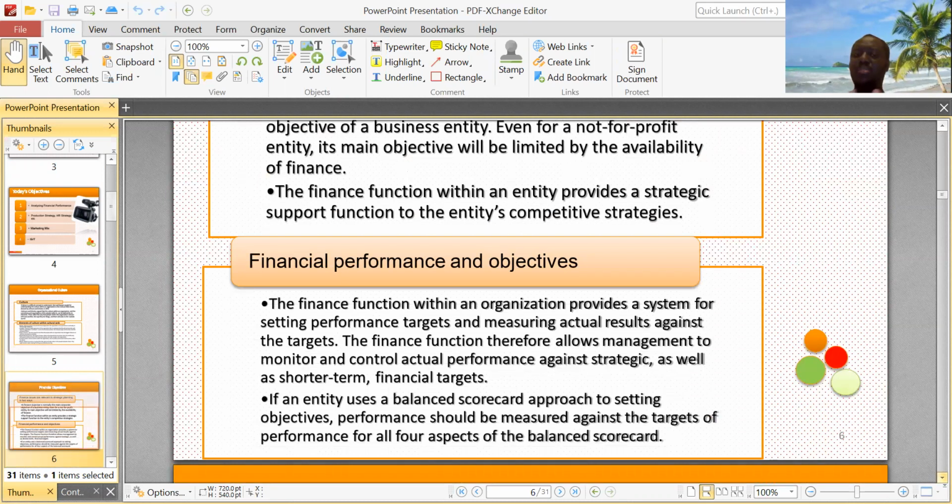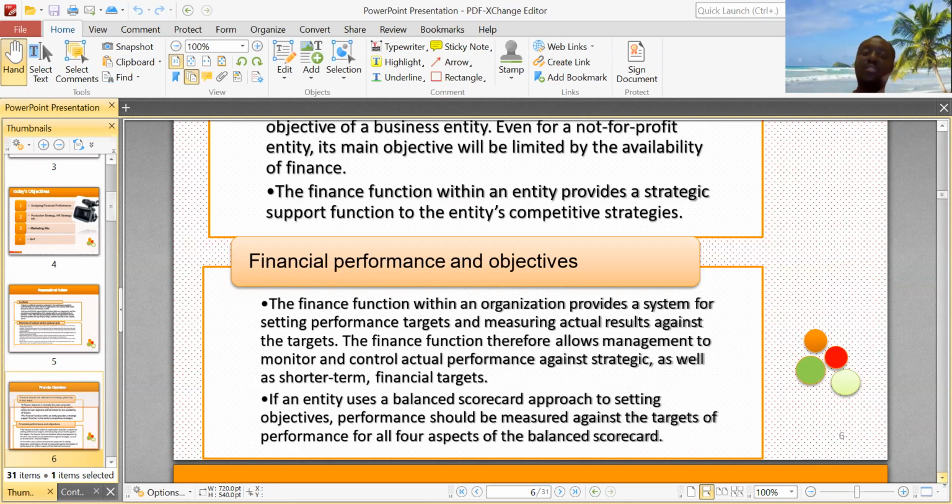Now let's talk about financial performance and objectives. The finance function within an organization provides a system for setting performance targets and measuring actual results against the targets. So what was the implication of this? If you're able to set targets and compare to actual results, what's the implication? It allows management to monitor and control actual performance. Once you know that these are your targets and this was the actual performance, you're able to do monitoring and controlling in order to ensure that your performance meets your targets.